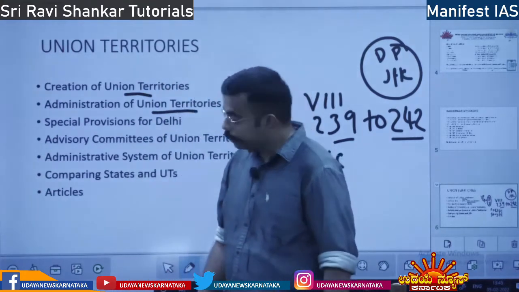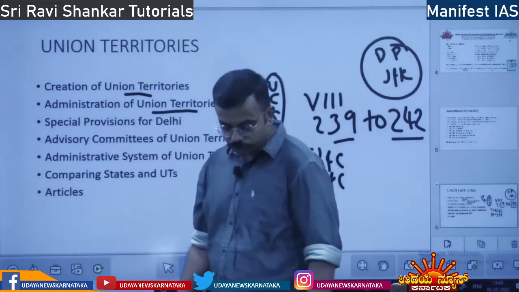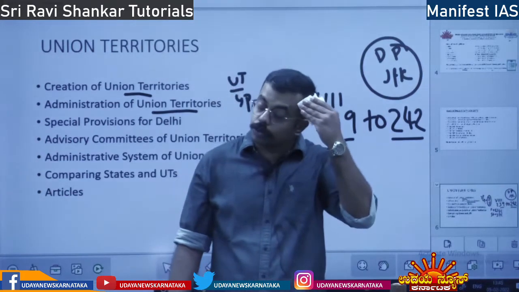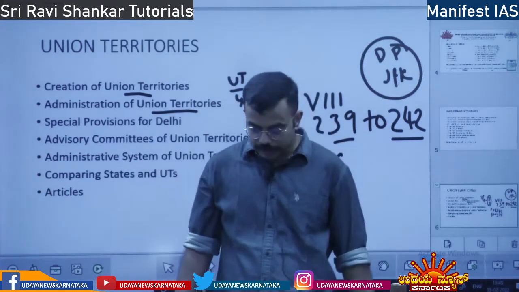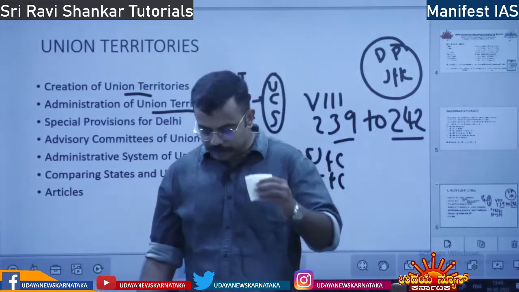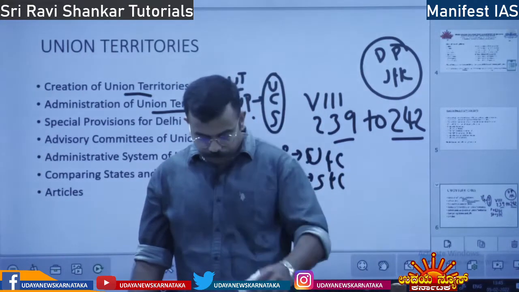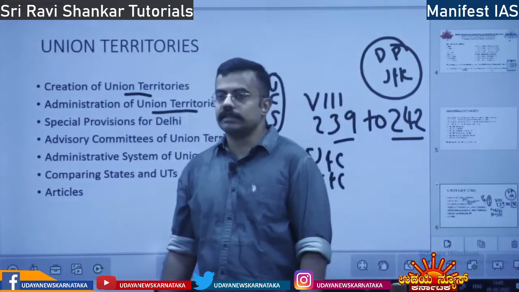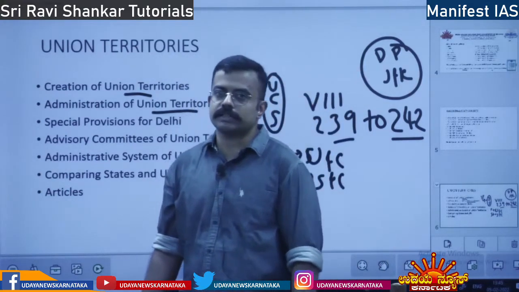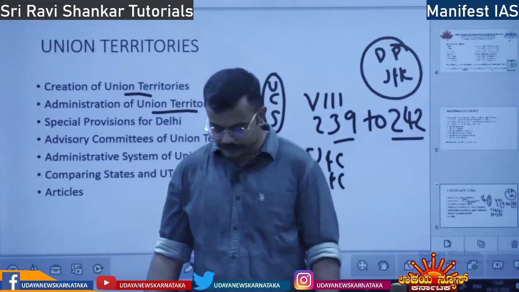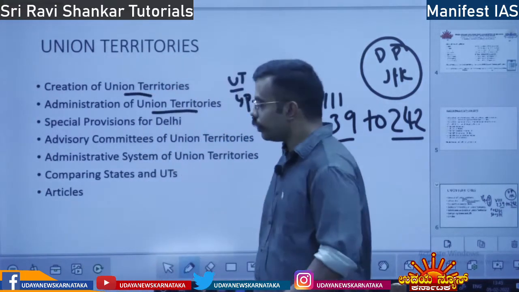Okay. Special provisions for Delhi. So here one more provision you have to remember. The parliament can establish a high court for a union territory. Presently, which are the union territories that have high courts? Two union territories: Delhi has a high court for itself and also Jammu and Kashmir has a high court for itself.